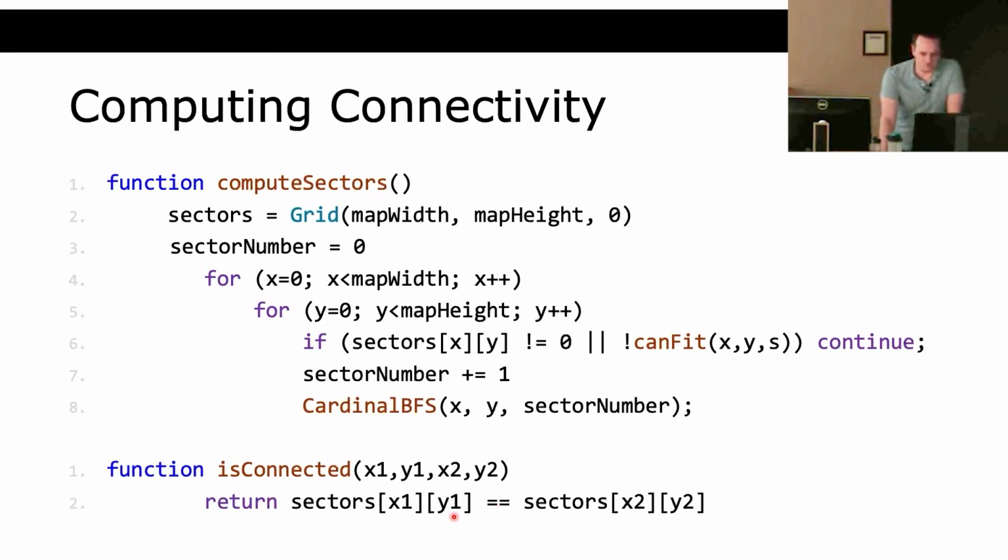So here, for example, instead of just storing one sector number, you would have x1, y1, and then s, where s is the size, right? So you would have the connected sectors for size 1, the connected sectors for size 2, and for size 3.